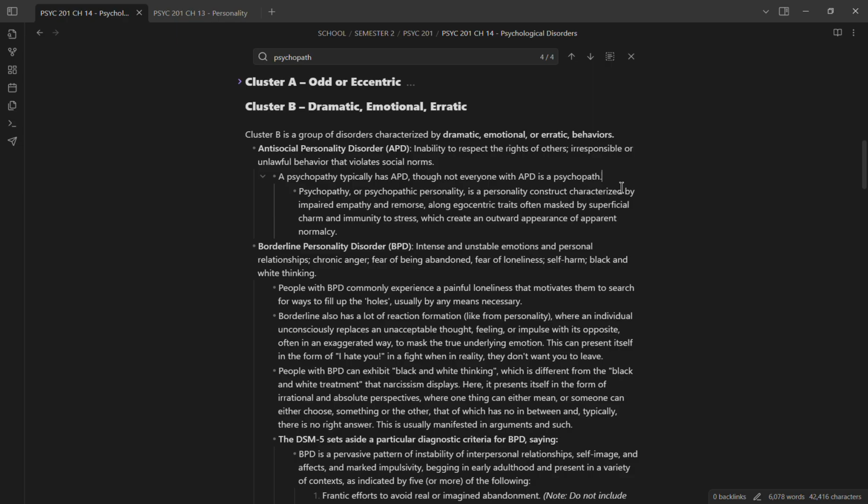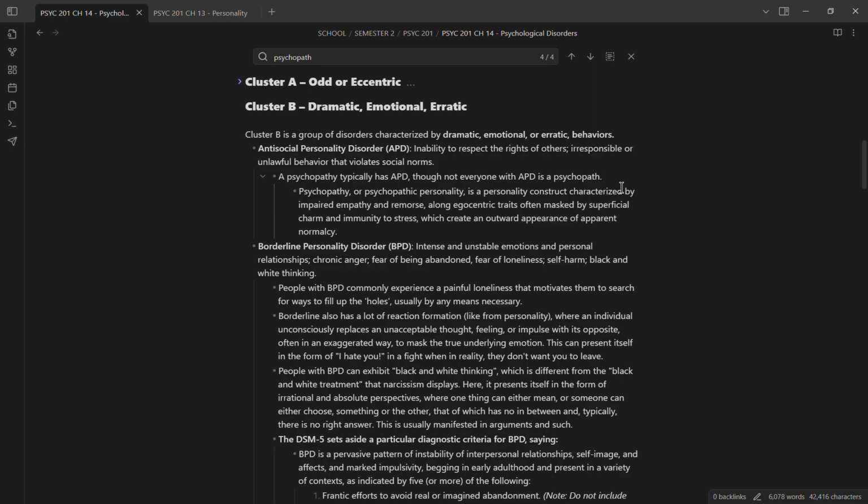Antisocial personality disorder is a cluster B personality disorder, characterized by dramatic, emotional, and erratic behaviors. It is the inability to respect the rights of others. Irresponsible or unlawful behavior that violates social norms is seen as well. Psychopaths typically have antisocial personality disorder, but not everyone with antisocial personality disorder is a psychopath. That's important to remember.